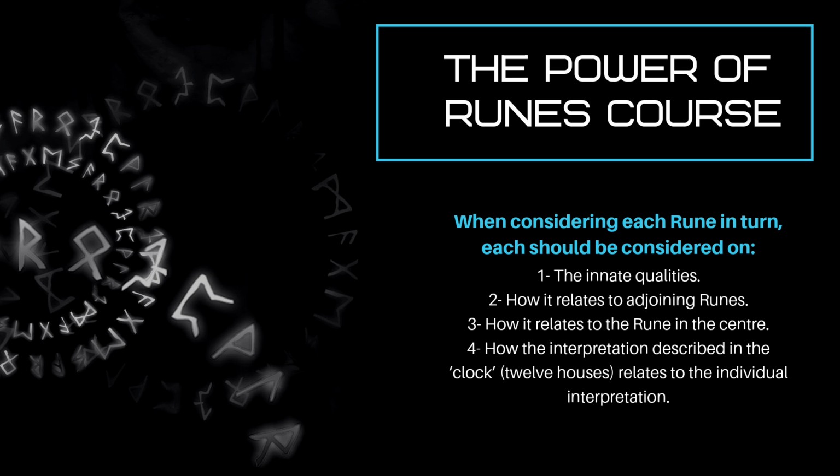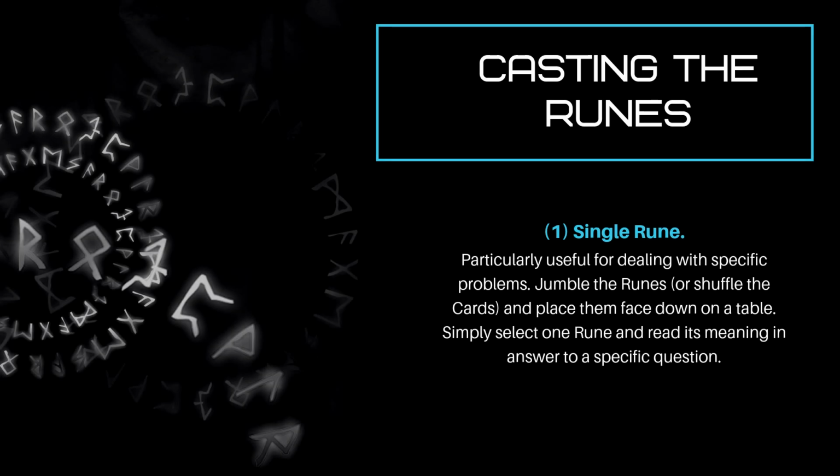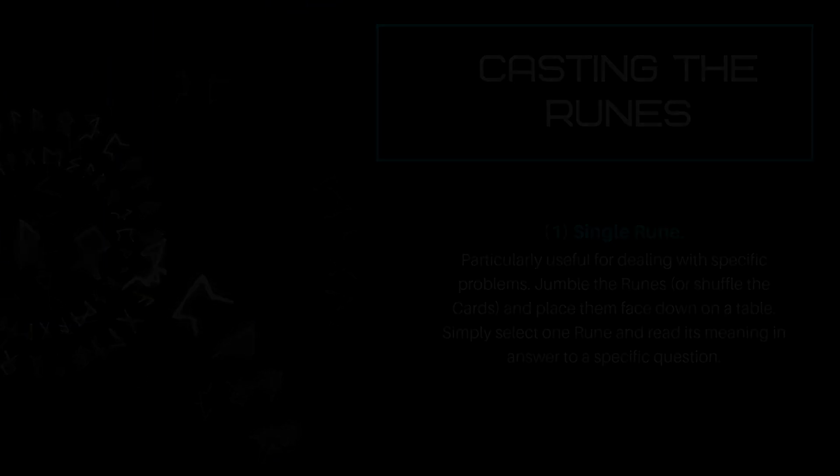When considering each rune in turn, each should be considered on the innate qualities, how it relates to adjoining runes, how it relates to the rune in the centre, how the interpretation described in the clock, the 12 houses, relates to the individual interpretation. The single rune is useful for dealing with specific problems. Jumble the runes or shuffle the cards and then place them face down on a table. Simply select one rune and read its meaning in answer to a specific question.